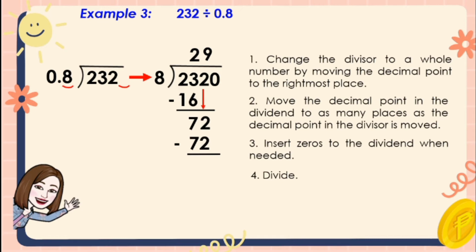Pero hindi natin ilalagay ang 0. I-bring down natin ang 0. 0 divided by 8 equals 0. 0 times 8, 0. 0 minus 0, of course, 0. The quotient is 290.